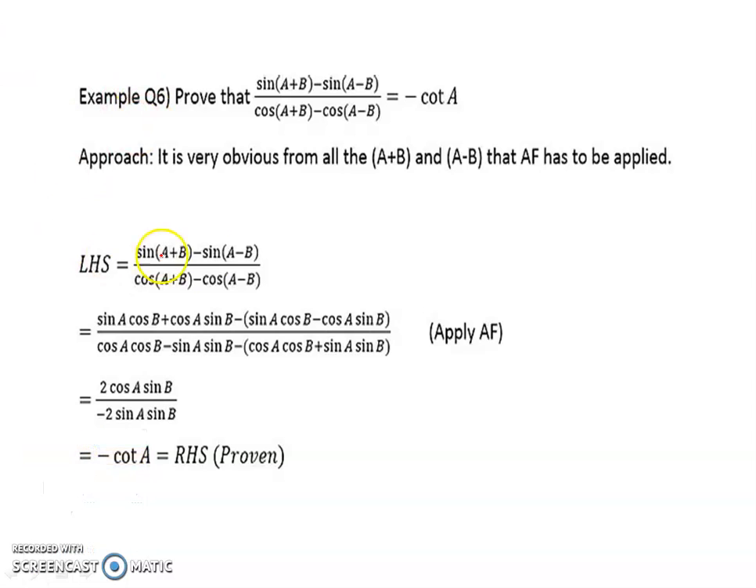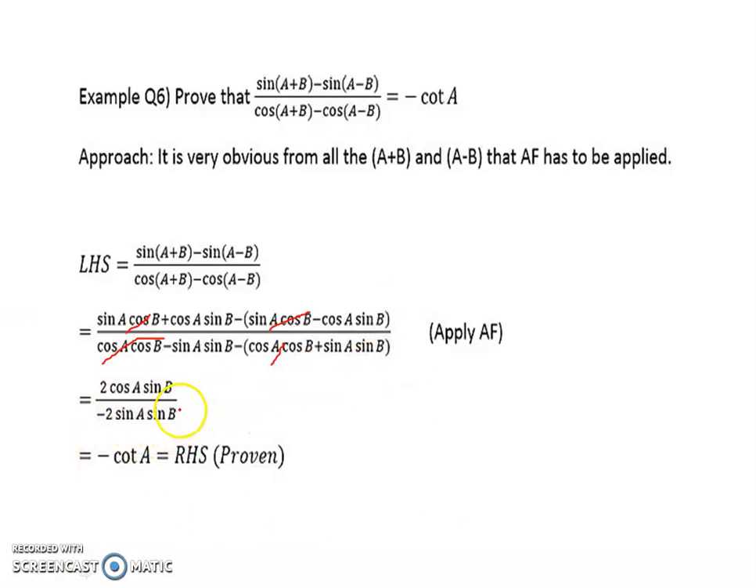So sin A cos B and minus sin A cos B get cancelled. But minus minus become plus. So cos A into sin B, 2 times cos A into sin B. Now here cos A cos B minus sin A sin B, minus cos A into cos B get cancelled again. Minus sin A into sin B minus sin A into sin B, minus 2 sin A into sin B.